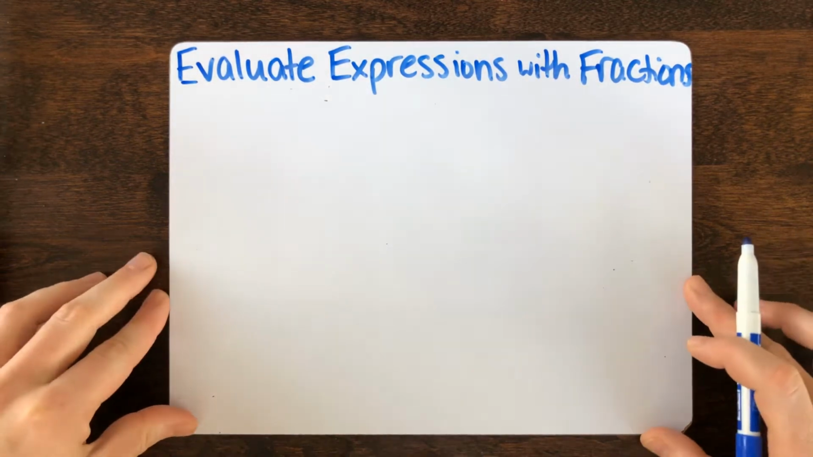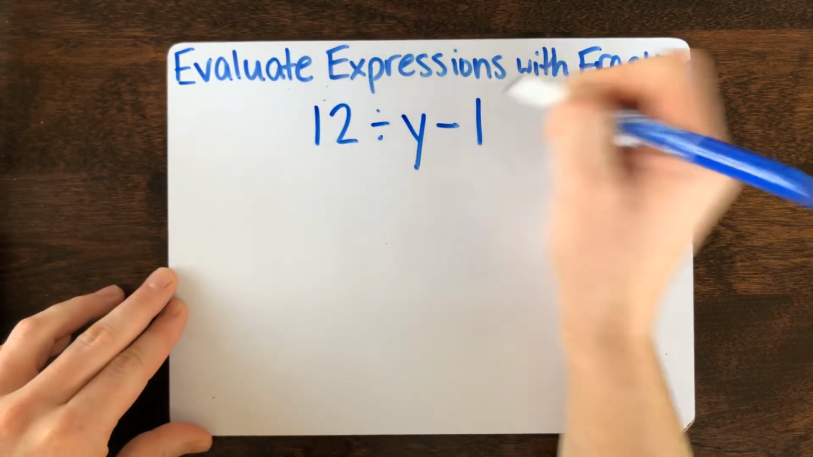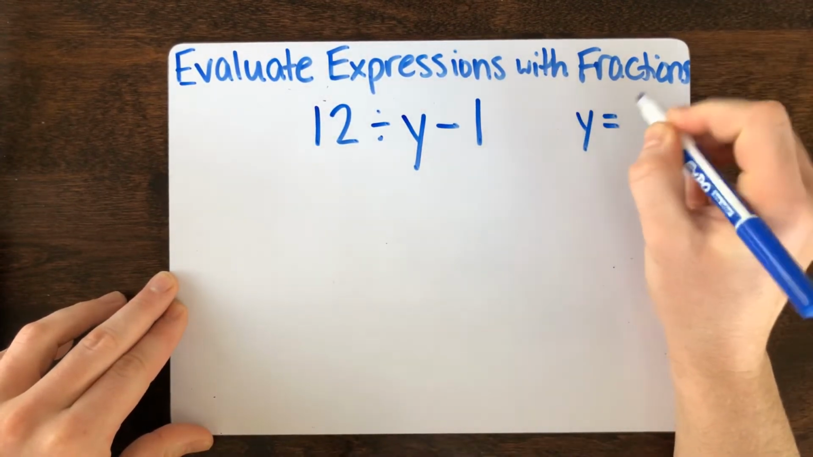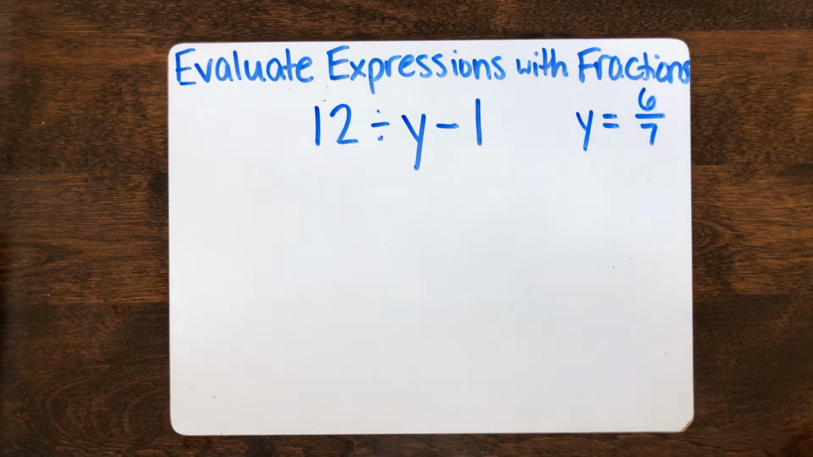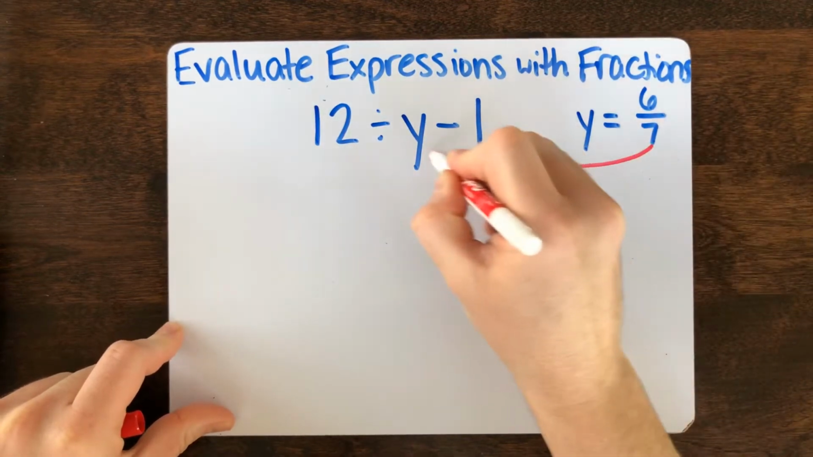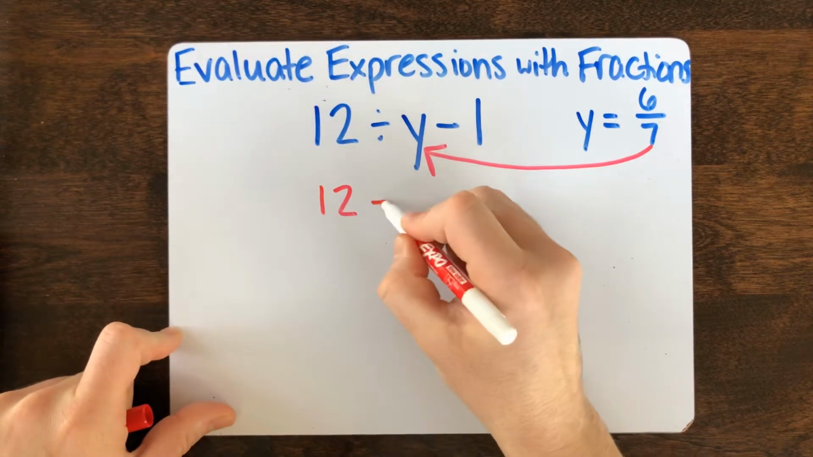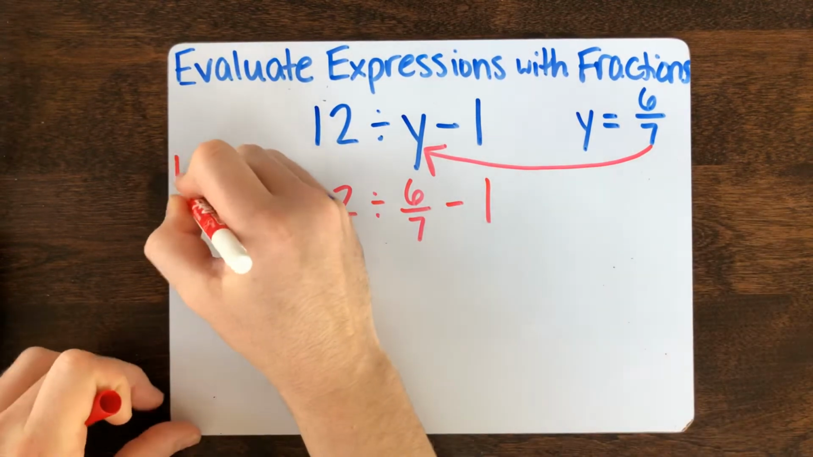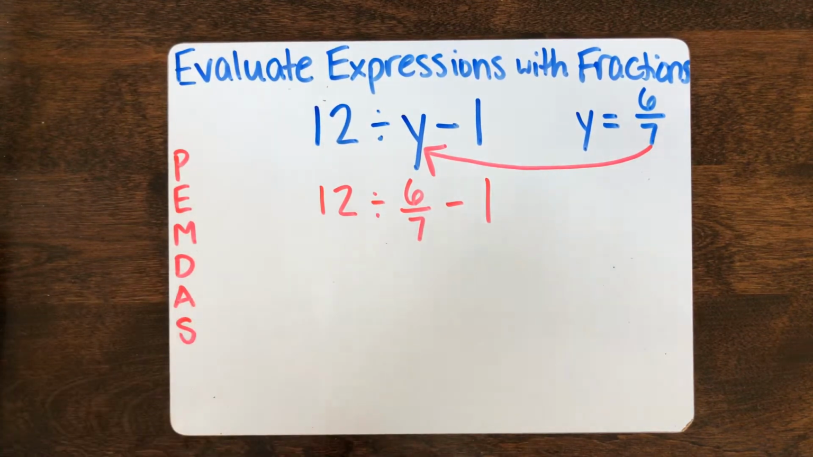All right, so the first one is 12 divided by y minus 1. And it says to evaluate it for when y equals 6/7. So we can plug in 6/7 for y. So we get 12 divided by 6/7 minus 1. Now on the side, I'm going to write my little order of operations so I know the rules to follow when I am solving this problem.